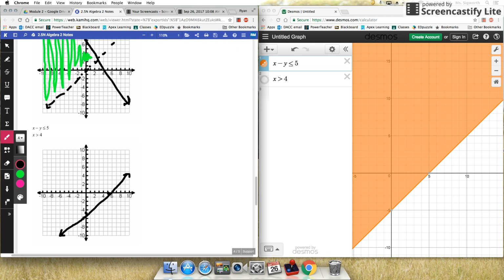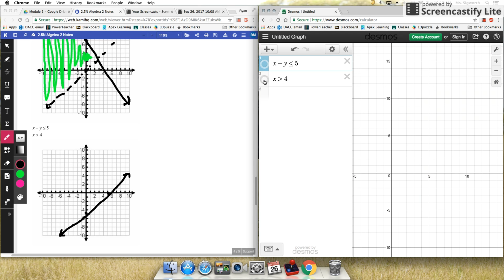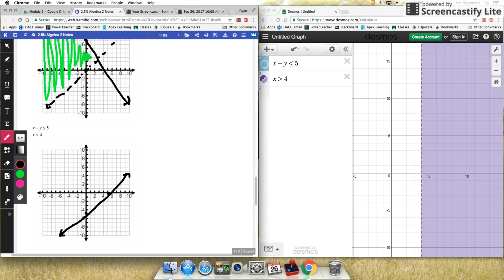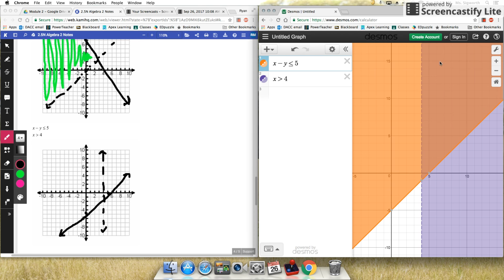I'm going to hold off on shading because I want the intersection of the two. So I'm going to do x is greater than 4. If you remember, that's a vertical line, crosses x at 4. Definitely a dotted line because it's strictly greater than. And remember, the intersection was the top right region.